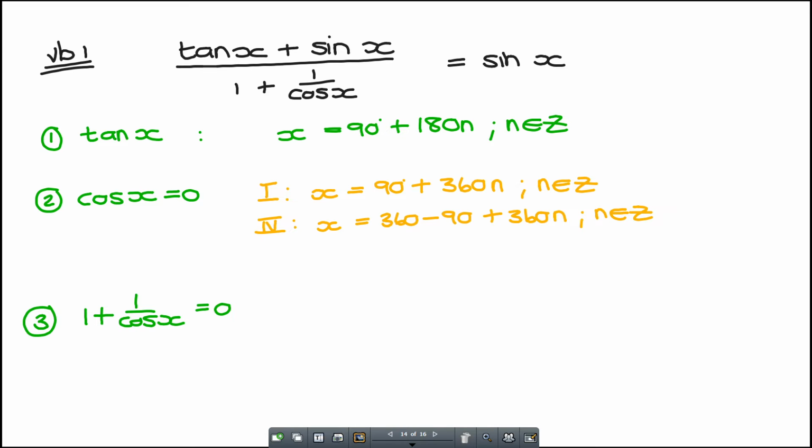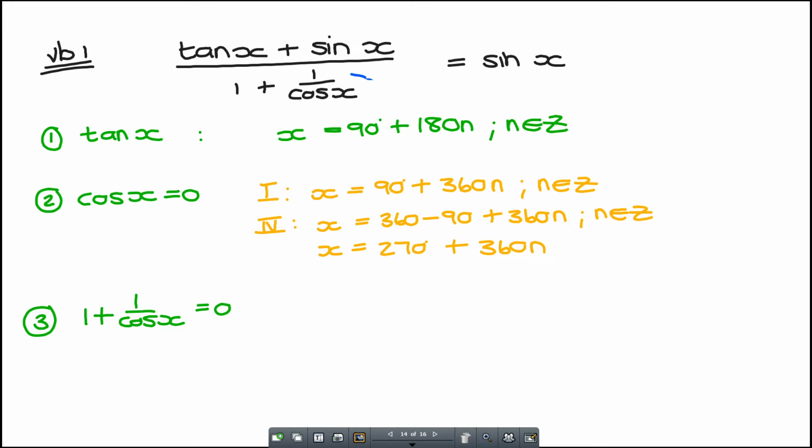Okay, let's simplify. So that will be x is equal to 270 plus 360. Everyone fine there? Okay. Now we can go to the third one.